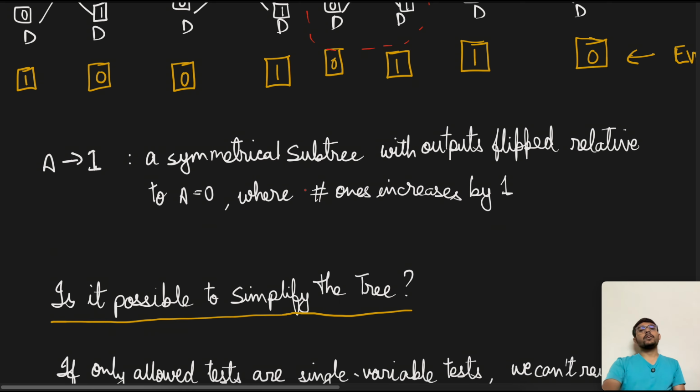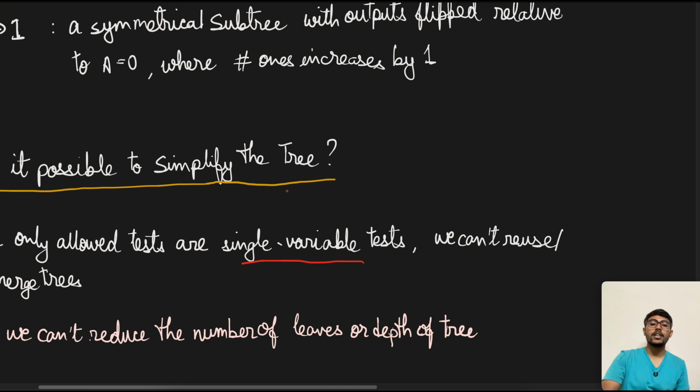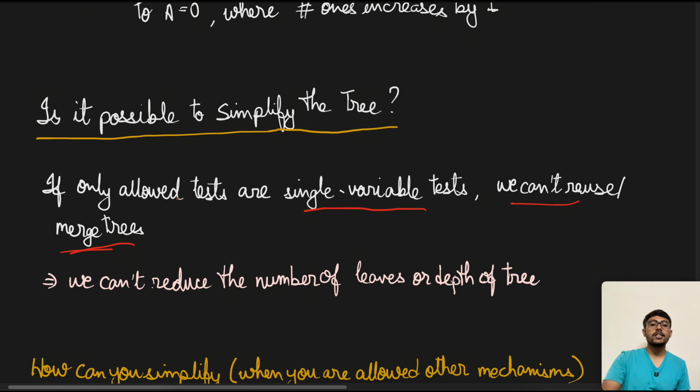Now, we come to the next part of the question, which is: is it possible to simplify the tree, right, which is the important question. So, for that we will first figure out some conditions. If only allowed tests are single variable tests, meaning that at a single point in time we can only process one variable, whether it is 0 or 1, then it is a single variable test. So, in that case we can't reuse or merge any of the trees, right. So, in this case we can't reduce the number of leaves or the depth of the tree, whatever it is, it needs to be that.